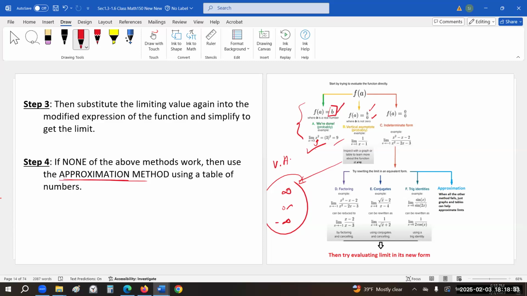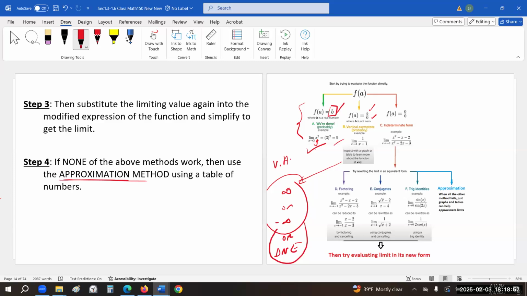But if you're working with exact limit, if the one-sided limits match one another, then you have the answer: positive infinity, negative infinity. If they don't match, then the answer will be doesn't exist. So vertical asymptote has three choices. Either you have limit to infinity or negative infinity or doesn't exist. Only three choices for vertical asymptote.